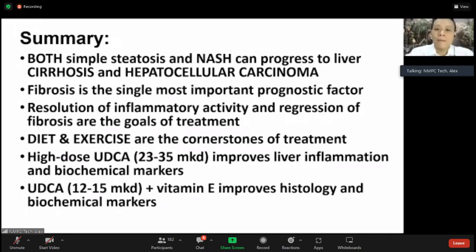achieve. And if you're going to give UDCA alone, then it's better to give it at a higher dose, 23 to 35 milligram per kilogram per day. But if you're going to give it at the lower dose at 12 to 15 milligram per kilogram per day, then I suggest you give it with vitamin E because it will improve your histologic and biochemical parameters.